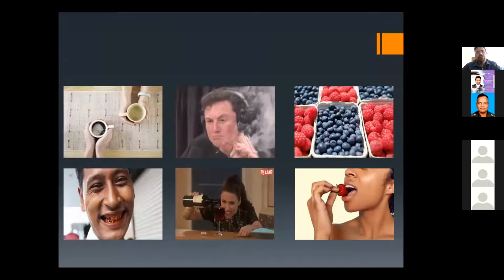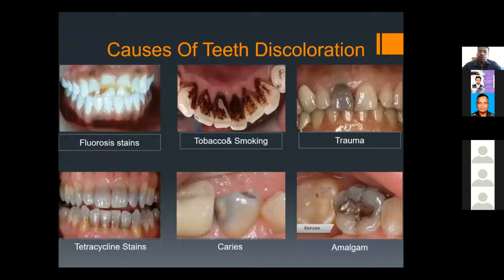Now, these are the different causes of discoloration of teeth. Tea, coffee, smoking, stainy foods, then gutka chewing, bolo zuba kesri, then wine and strawberry and some stainy foods. These are different causes of discoloration, but which cannot be treated with the help of bleaching. Okay, so fluorosis stain, tobacco smoking, trauma, tetracycline stain, caries, and amalgam stains are there. Okay, so for each one of these, you need a specific approach.